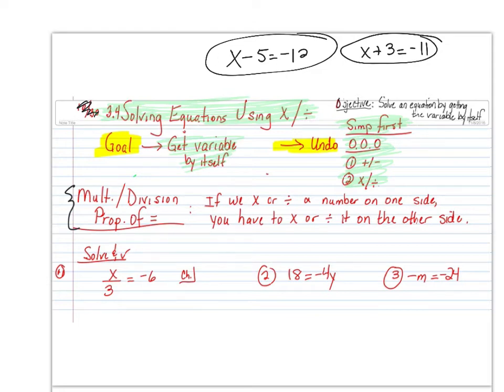In order to keep your scale balanced, if you multiply on this side to make it heavier, you've got to multiply on this side to keep it equal and make it heavier. If I divide on this side, you've got to divide on this side. Both sides, right? Do unto one side as you would do unto the other side.